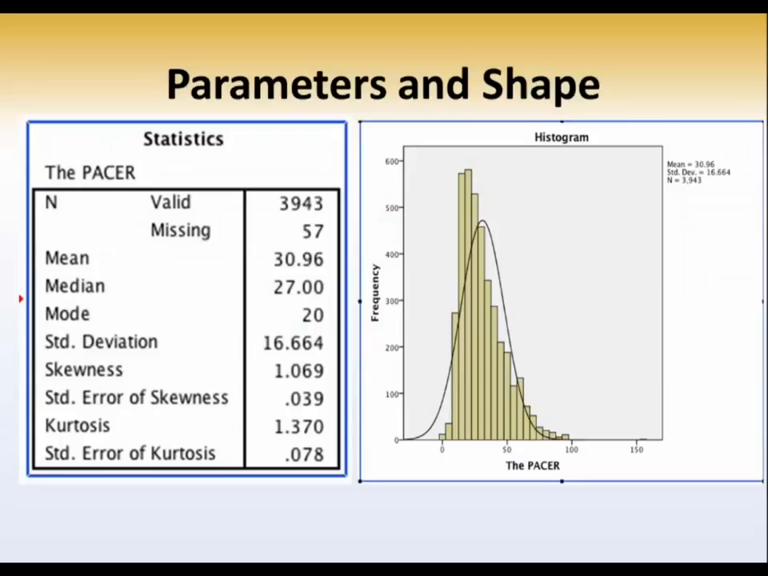Here are the data on the population, the actual mean of the 4,000 students. Actually, there are only 3,943 because we had 57 students missing data on the PACER. The mean is 30.96, the median is 27, the mode is 20, standard deviation is 16.66. It looks to be skewed positively, and it is leptokurtic.